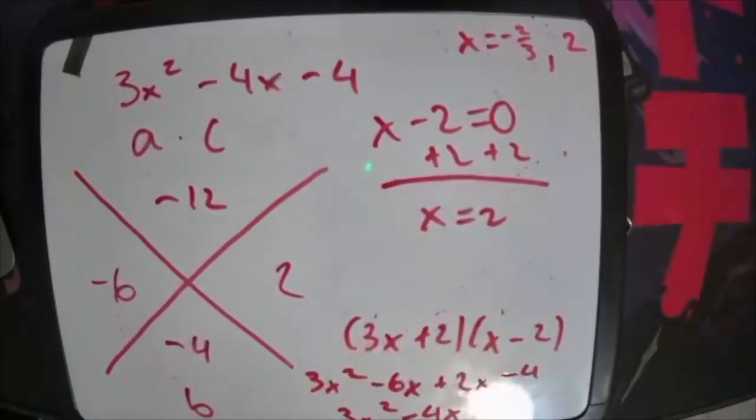So in summary, you can find the factored form of mostly any trinomial quadratic when a is greater than 1 using the a times c technique.